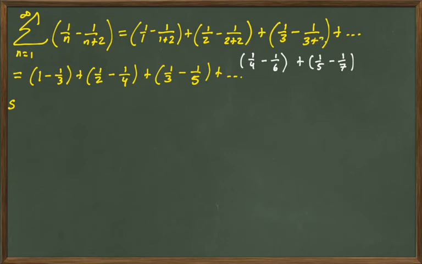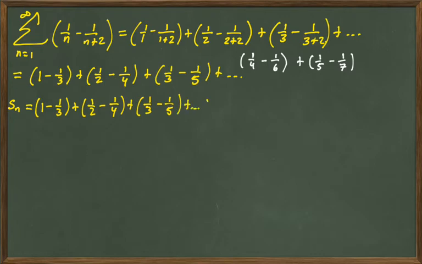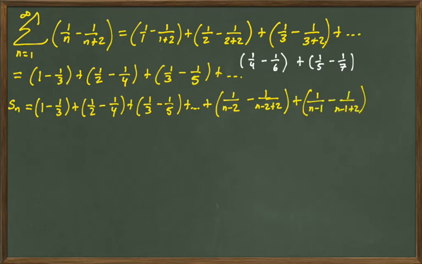Okay, so our partial sum S of n is going to be 1 minus 1/3 plus 1/2 minus 1/4 plus 1/3 minus 1/5 plus dot dot dot. So we're going to write out the n minus 2 term. So 1 over n minus 2 minus 1 over n minus 2 plus 2. So you replace the n with n minus 2, plus the n minus 1 term. So 1 over n minus 1 minus 1 over n minus 1 plus 2. And then the nth term, plus 1 over n minus 1 over n plus 2.